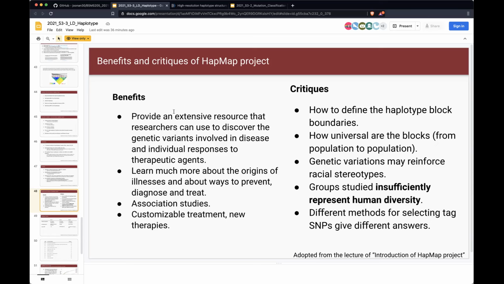But the critique was how we define the haplotype blocks, because haplotype blocks have to be continuous as well, right? I mean, there's no way we can define this person as totally Asian, this person as totally European, because the information about ancestry is also continuous, also dynamic information.